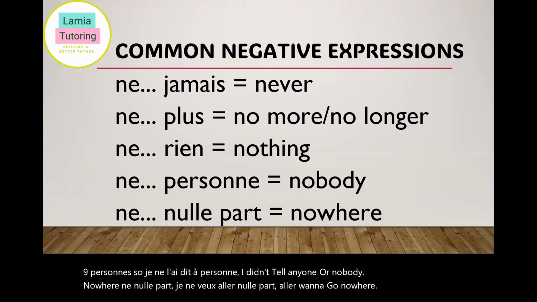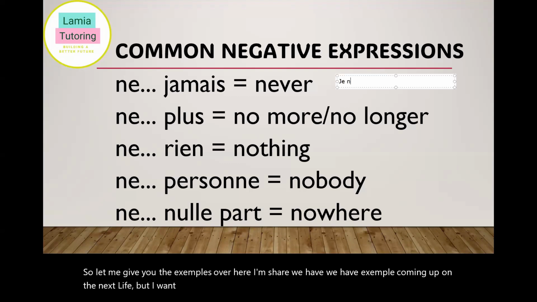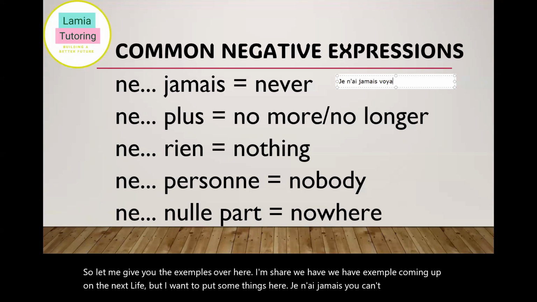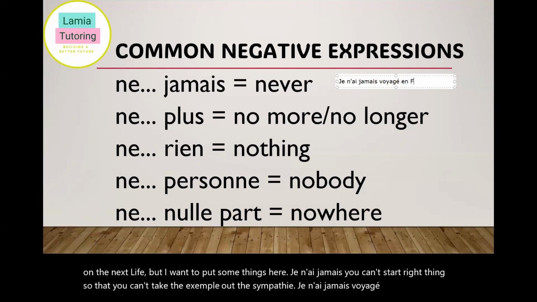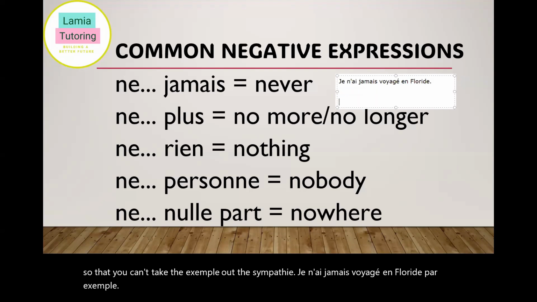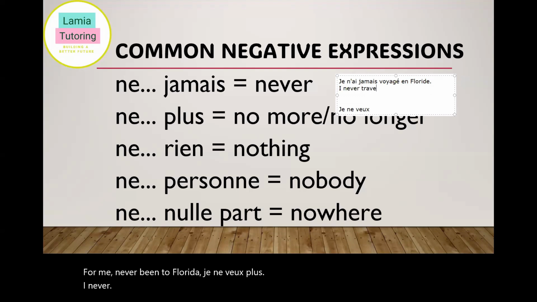So let me give you the examples over here. I'm sure we have examples coming up on the next slide, but I want to put some things here. Je n'ai jamais. You can start writing so that you can take the example at the same time. Je n'ai jamais voyagé en Floride, for example, which is true for me. Never been to Florida. I never traveled to Florida.